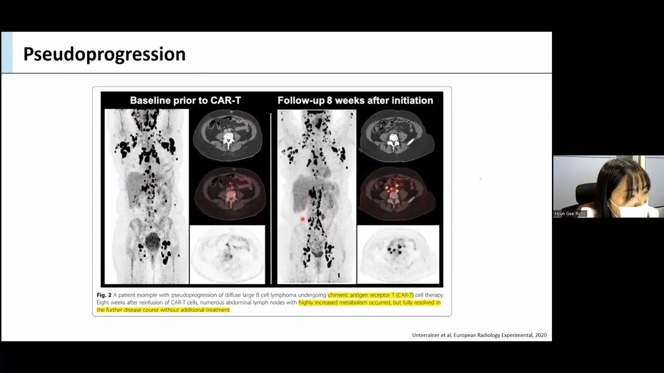there is an increase of the abnormal retroperitoneal lymph node. There was very little retroperitoneal lymph node involvement, but after the CAR T therapy, there was increased metabolism in the retroperitoneal lymph node, as you can see in this slide. Some people might say that this patient has progressive disease after the CAR T therapy, but actually this patient's lymphoma lesion was fully resolved in the further disease course. So this retroperitoneal lymph node was actually pseudoprogression. We should very carefully interpret FDG PET images after immunotherapy, such as CAR T therapy.